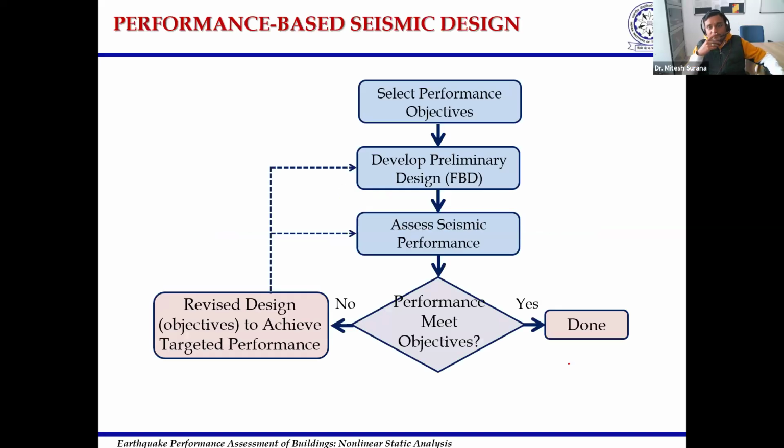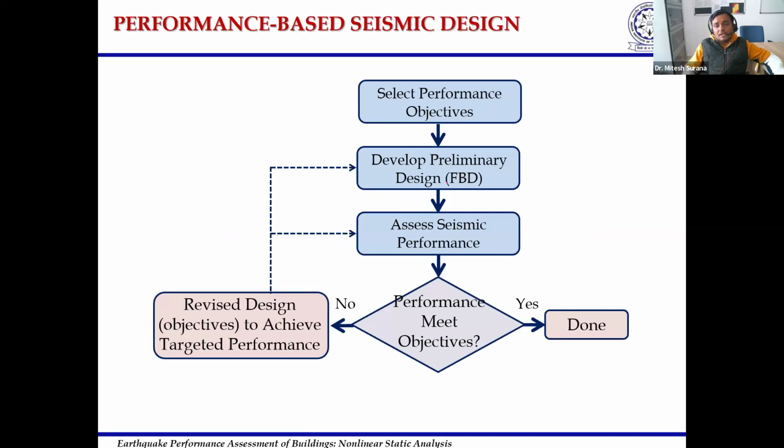Now let us try to understand the performance based seismic design, what performance based seismic design is, and how it actually overcomes the limitation of the force based seismic design that is currently adopted in our code IS 1893. So in performance based seismic design, first we decide what performance I expect from my building during earthquake. For example, I can expect life safety if I am designing a residential building. If I am designing, let's say, a hospital building, then I can expect operational or immediate occupancy performance level. So first I need to decide the performance objective.